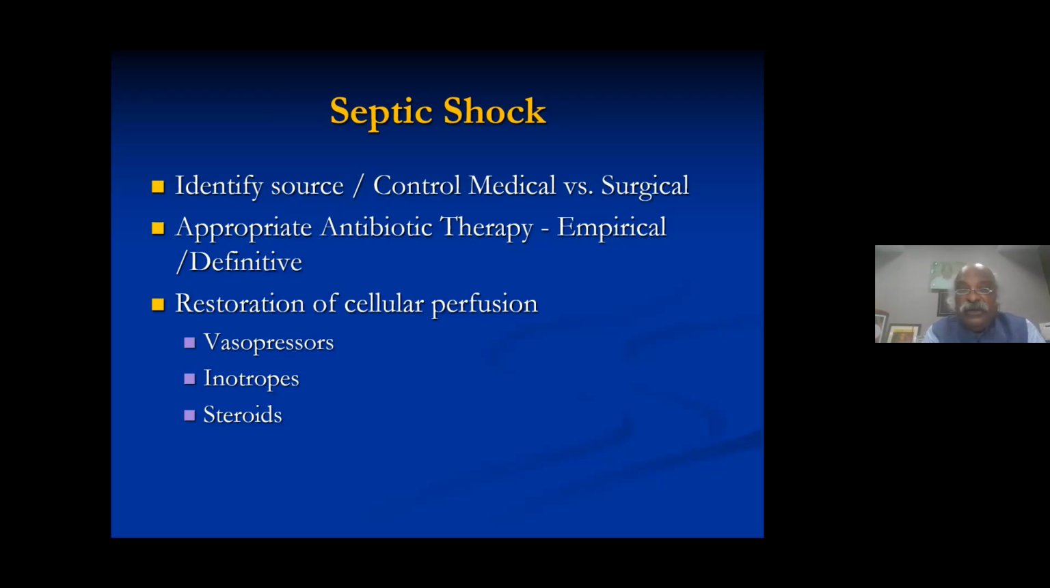And therefore, you start the empirical broad spectrum antibiotic till the definitive comes. You send it for the culture and then transfer. So the main is antibiotics, broad spectrum antibiotics, identifying the source and control. Third is restoration of cellular perfusion. As I have already told, in septic shock, there is a need for vasopressors because the vasodilatation occurs. The systemic vascular resistance is decreased. So there is a need for vasopressors.